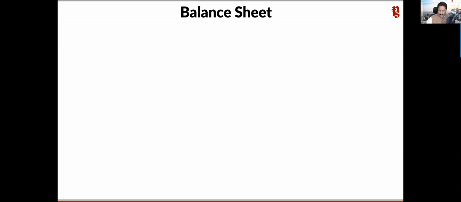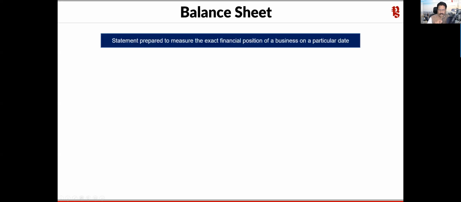So let's see what the balance sheet is all about. A balance sheet is a statement prepared to measure the exact financial position of a business on a particular day. So what do we understand by this? If you are seeing a balance sheet, let's say on 31st of March of any financial year, that is the position of your assets and liabilities. The balance sheet is going to tell you these are the assets that you are holding as on this particular date, and these are the liabilities that you owe as on this particular date.